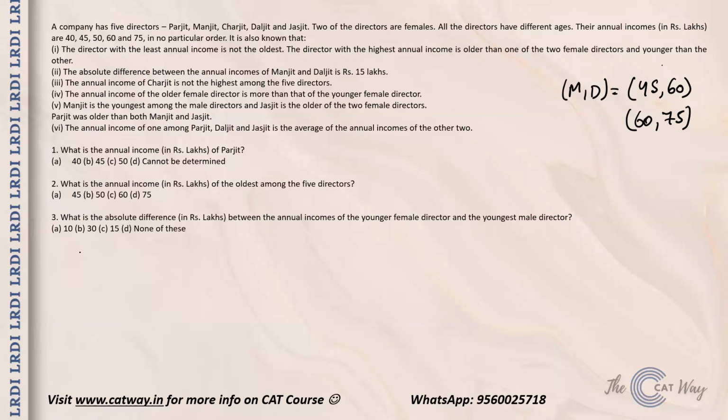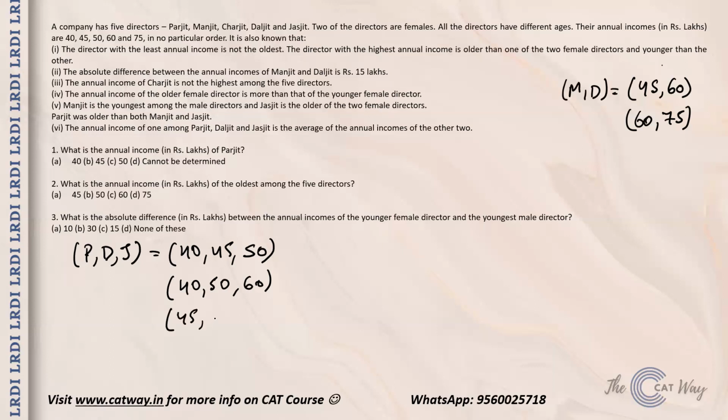So for P, D and J, one possibility is 40, 45 and 50. The other possibility is that if 50 is the average, then 40, 50 and 60 are the incomes of these 3 people in any order. And the third possibility is of having 45, 60 and 75. Now let us check the first case.